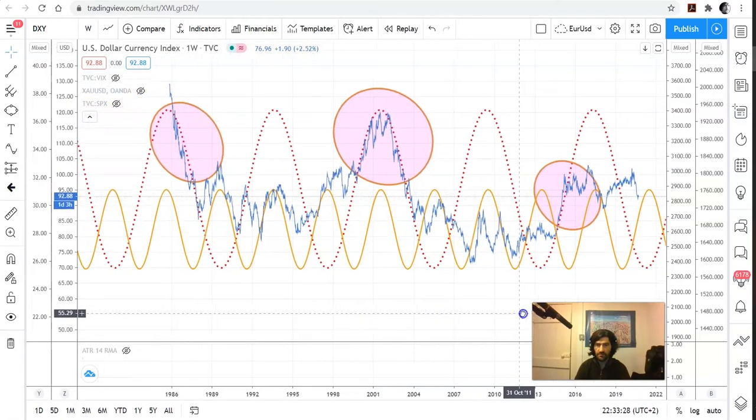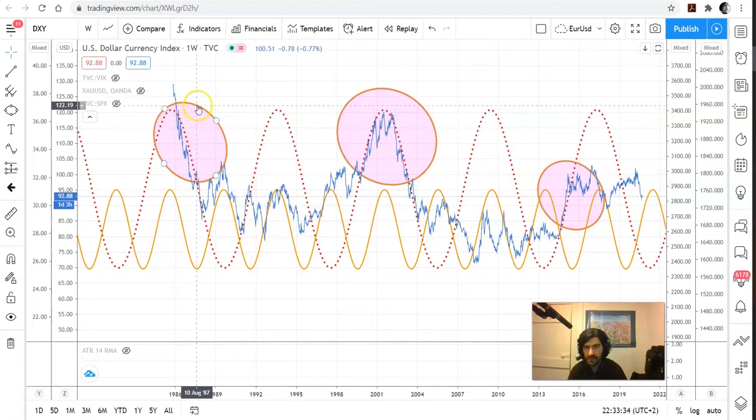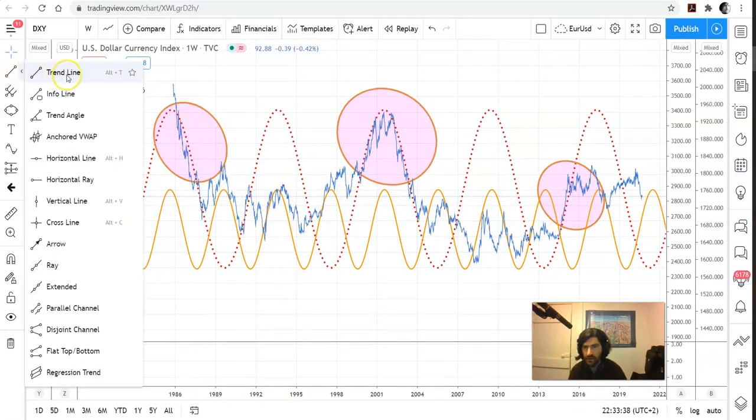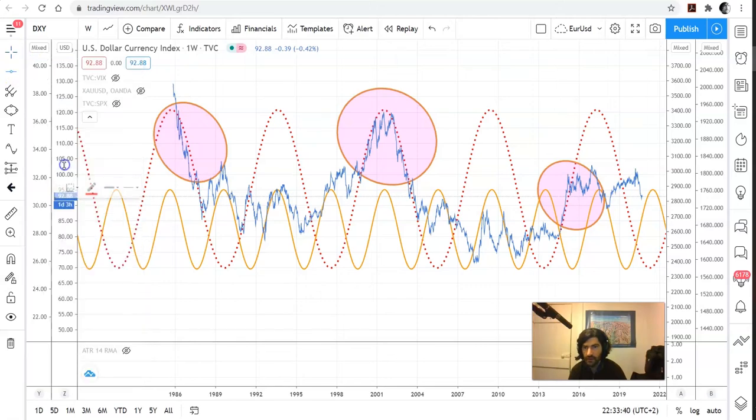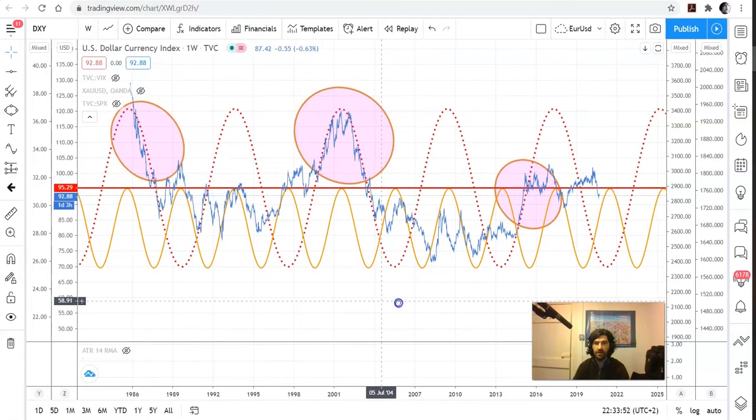But what is really interesting here is that if you look at the levels of this particular wave, if we draw some levels here, let's cut it in half, okay? Let's do a horizontal line. That's going to be 1, 2, 3, 4, 5 there. Okay, so here. So that really tells us the halfway mark.